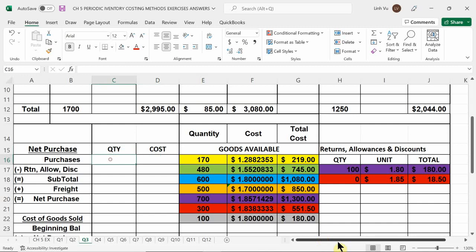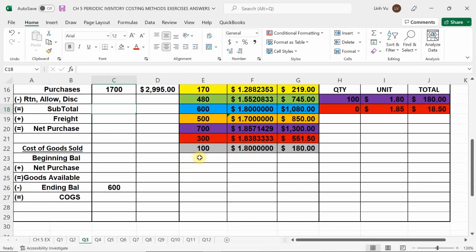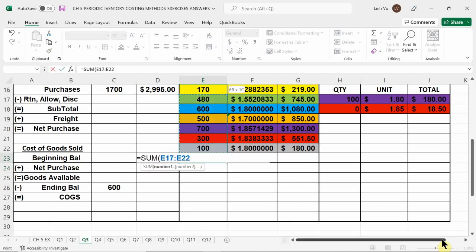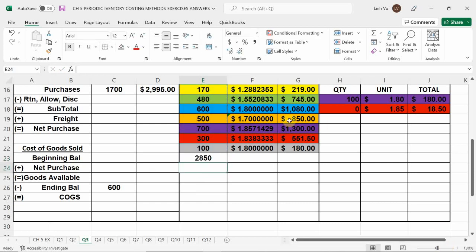So let's go ahead and plug all those numbers in. We purchased a grand total of 1,700 units at $2,995. Let's see, I didn't even do my totals here. So let's go ahead and create this right here. What's my total amount of goods available? Okay, go ahead and calculate that for you. We have a total of 2,850 units at a grand total of $4,925.50.